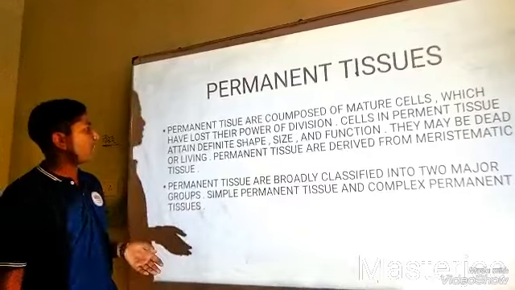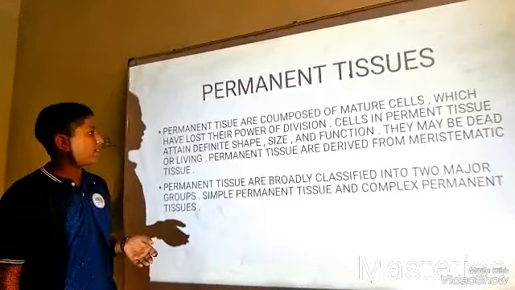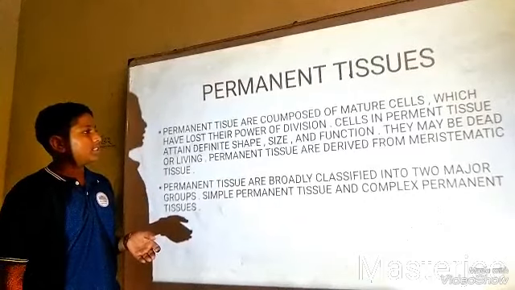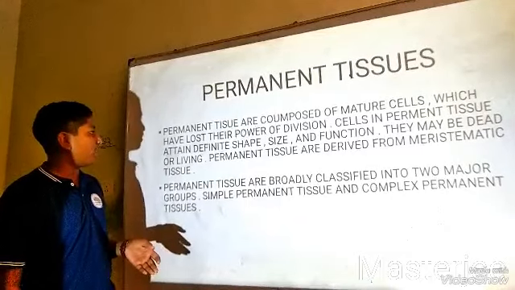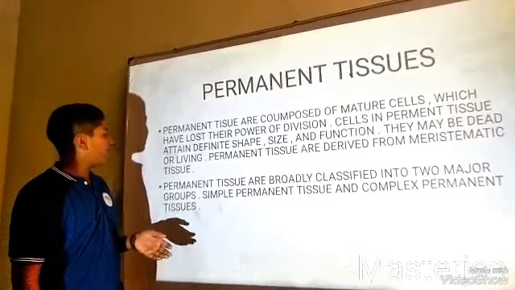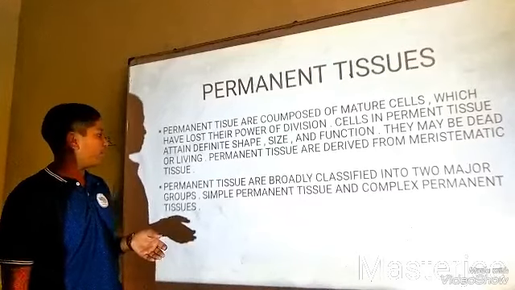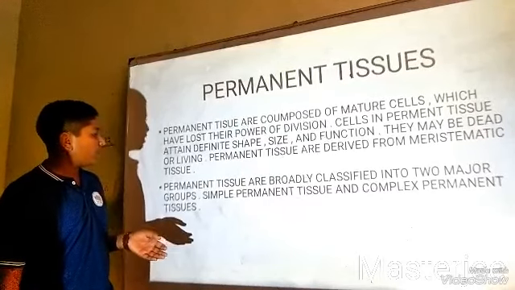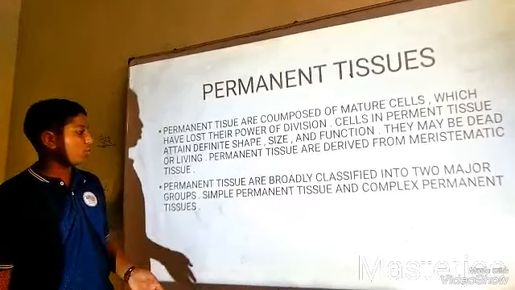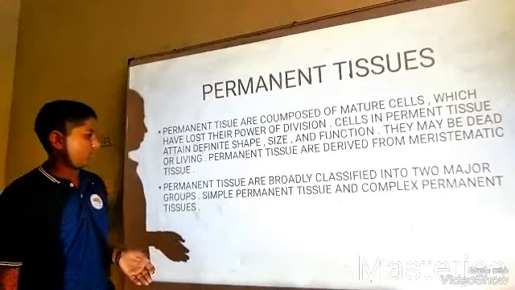Permanent tissue. Permanent tissues are composed of mature cells which have lost their power of division. Cells in permanent tissue acquire different shape, size, and function. They may be dead or living. Permanent tissues are derived from the meristematic tissue. They are broadly classified into two major groups: simple permanent tissue and complex permanent tissue.